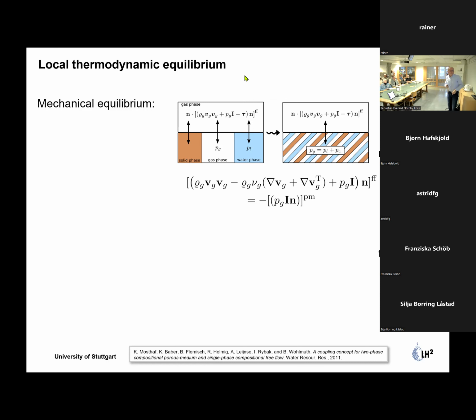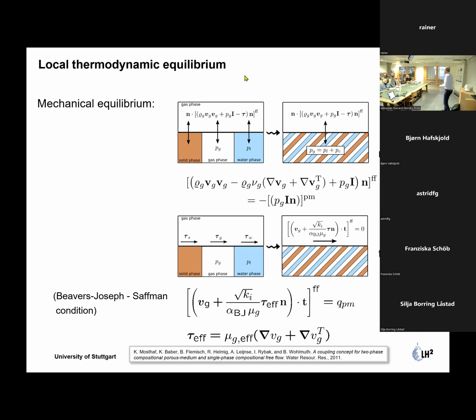Here. Then we have the tangential one. It's a little bit more tricky. The tangential one, again, now I come back to you. No slip. Here we have shear stress in the system.